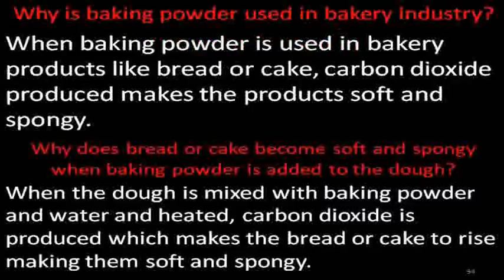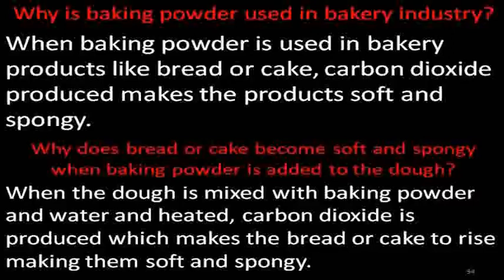Why is baking powder used in bakery industry? Already I told you, baking powder is used in bakery products like bread, cake, and carbon dioxide is produced when baking powder is heated. So the release of carbon dioxide makes the dough soft and spongy.